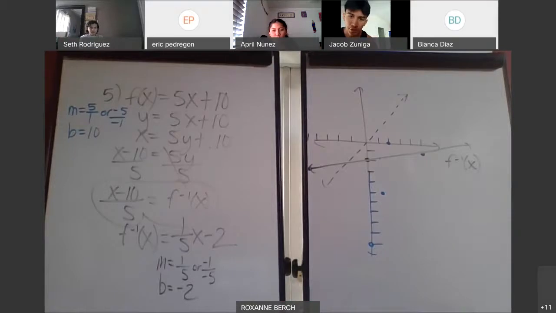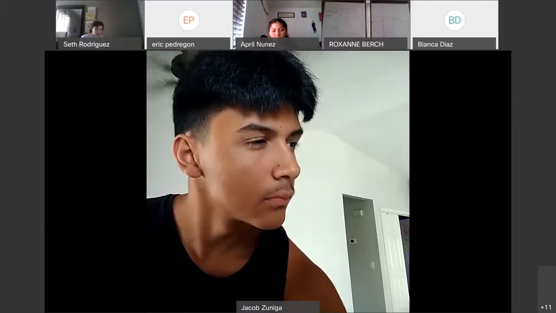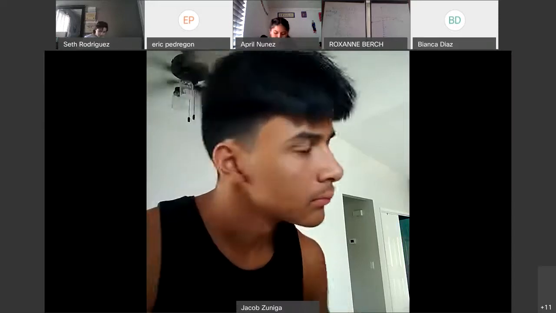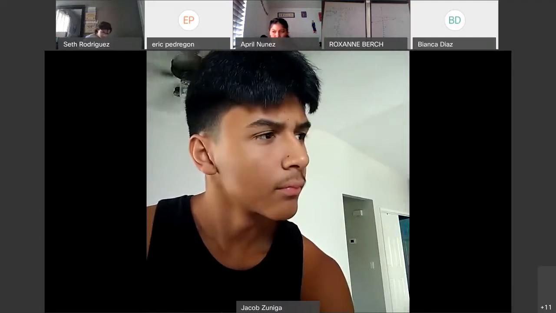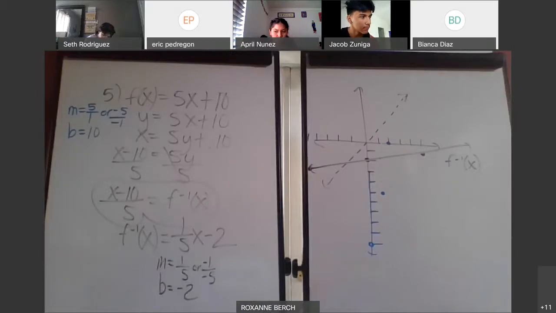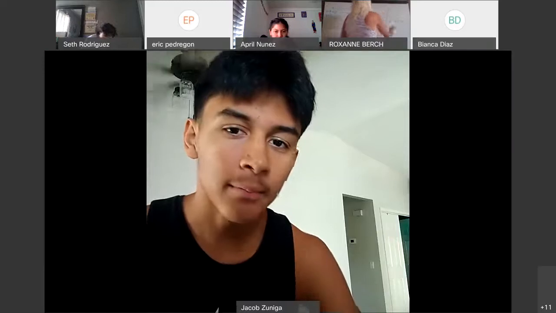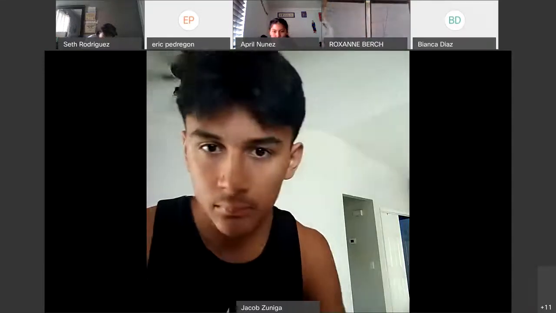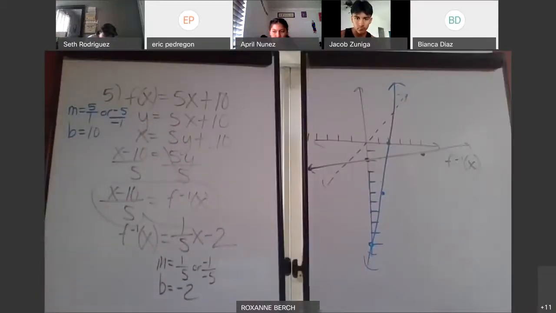For the 10, it's actually a positive 10. For the original, f of x equals 5x plus 10. So if you're to graph it, the plus 10 wants to be up on top. Okay, you see how that looks all messed up? Mhm. So that does not look like anything's been reflected over the identity.